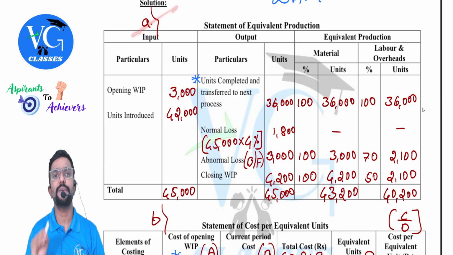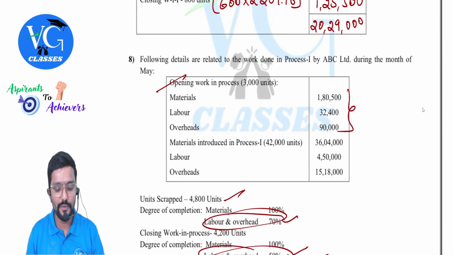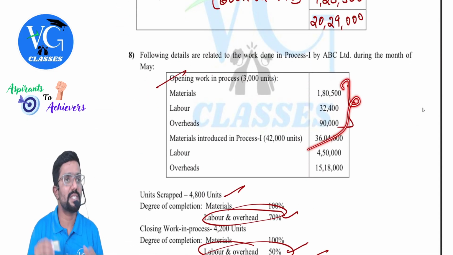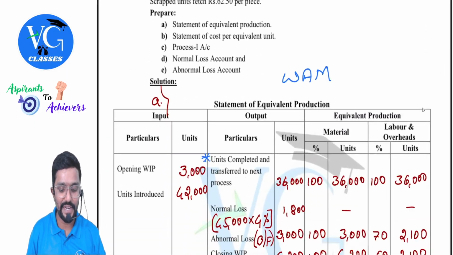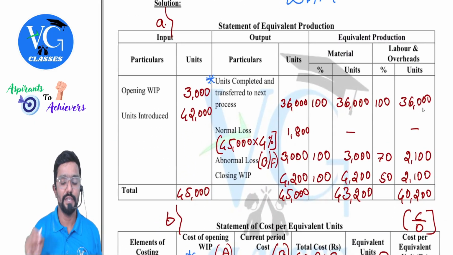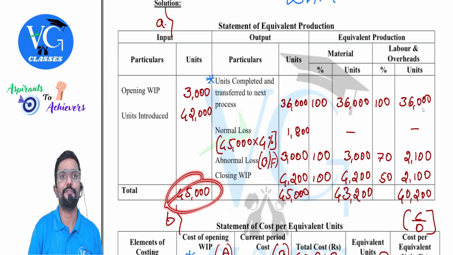First one, statement of equivalent production. Opening WIP, 3,000 is there. Sir, have they given the degree of completion for opening WIP? No, only cost they have given. That means which method can I follow? Weighted average. Okay, let us follow weighted average. Then units introduced during the current period, how much? 42,000. So totally we have an input of 45,000.